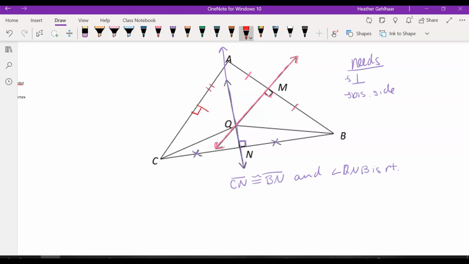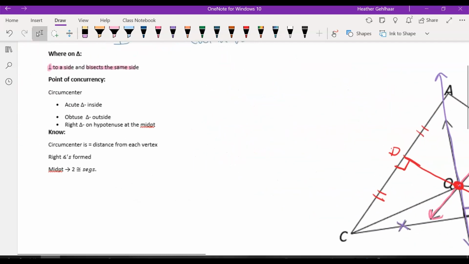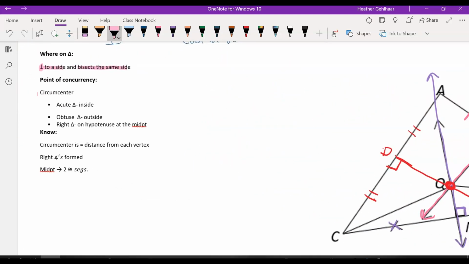So here, there's no D here, so let's put a D. So I'm going to extend this line. And we'll see here that you will get the two, AD and DC, congruent, and you'll get the right angle. They're all going to intersect at the same exact point. So when they intersect at the same point, that is called the point of concurrency. Specifically, it is called the circumcenter.